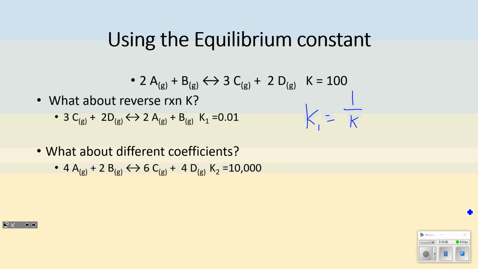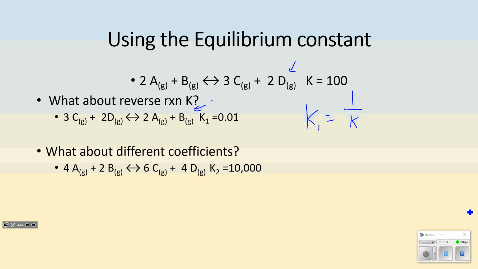Does that make sense? If I go from this to this, all I'm doing is flipping the equation around, which means if in this top equation there's more products than reactants, the bottom equation there must be more reactants than products. It's the same thing, just in a reverse order.